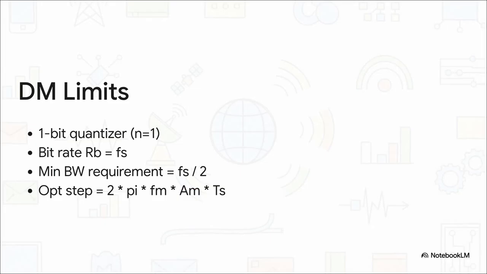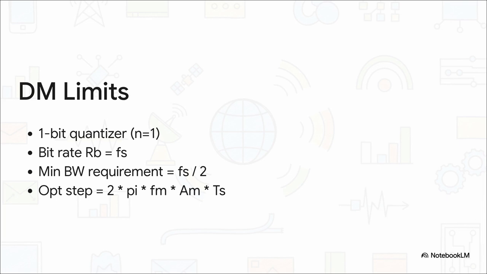If DPCM is efficient, delta modulation, or DM, takes it to the absolute extreme. It uses a 1-bit quantizer, meaning n equals exactly 1. You're only sending a 1 to step up or a 0 to step down. That's it. Because n equals 1, we run into a major exam trip-up zone.